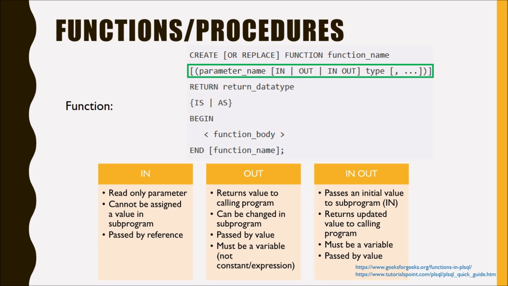The IN parameter lets you pass a value to the subprogram. It is a read-only parameter, cannot be assigned a value in the subprogram, and is passed by reference. The OUT parameter returns a value to the calling program. It acts like a variable in the sense that you can change its value and reference the value. The actual parameter must be a variable and is passed by value. An IN OUT parameter passes an initial value to a subprogram and returns an updated value to the calling program. It must be a variable and is passed by value. The information here comes from geeksforgeeks.org and tutorialspoint.com.